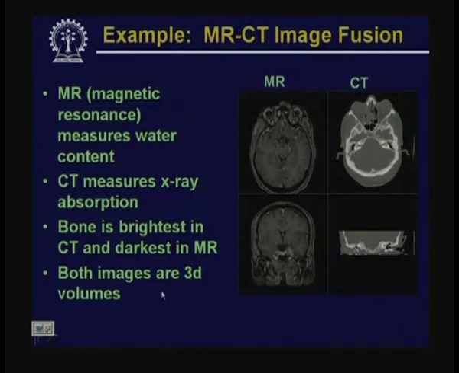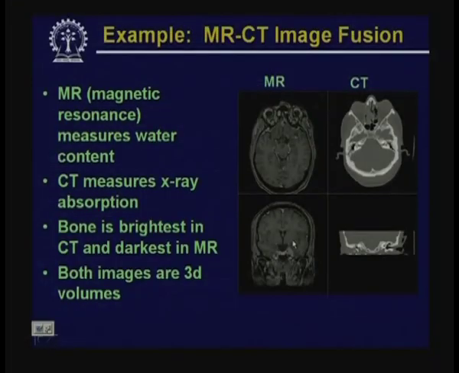This image registration technique is also very useful, as I said, in image fusion or combining different images, and for that also we have to go for image registration. Say for example, here we have shown two types of images, one are magnetic resonance images and CT scan images. Now, magnetic resonance images give you a measure of water content, whereas CT X-ray images give you the brightest region for the bone regions.